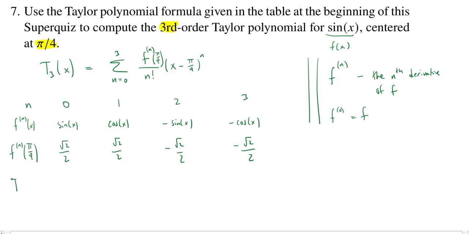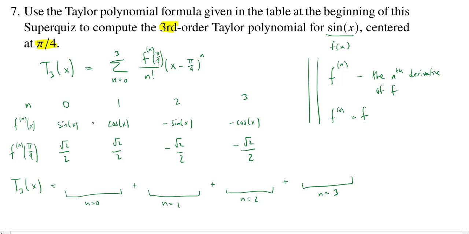Now we can put together our third order Taylor polynomial. We're going to have a component for each n between 0 and 3. When n is 0, our numerator is going to be root 2 over 2. We divide by 0 factorial, which is 1. And we multiply by x minus pi over 4 to the 0, which is just 1 also. So it's just root 2 over 2.